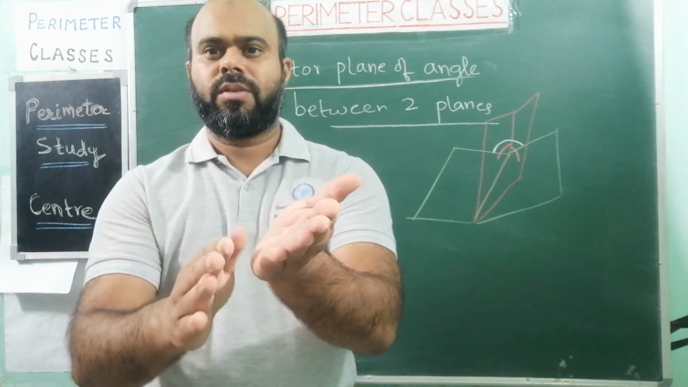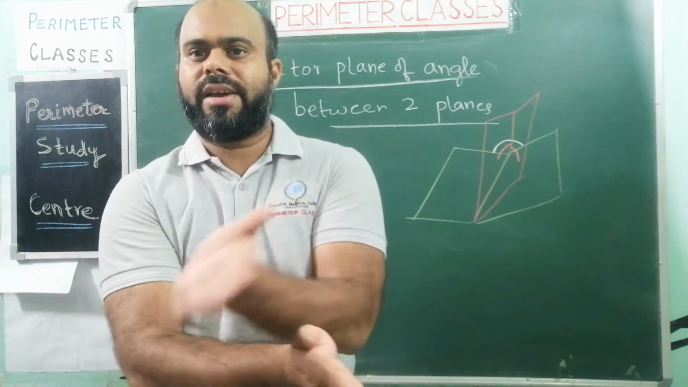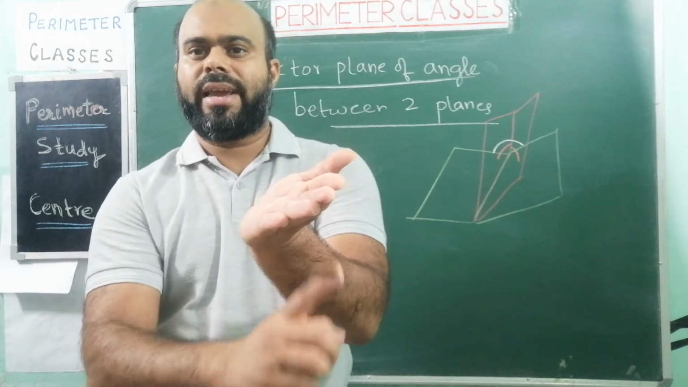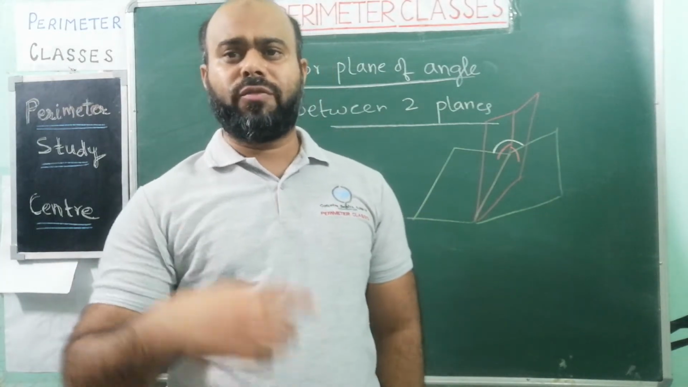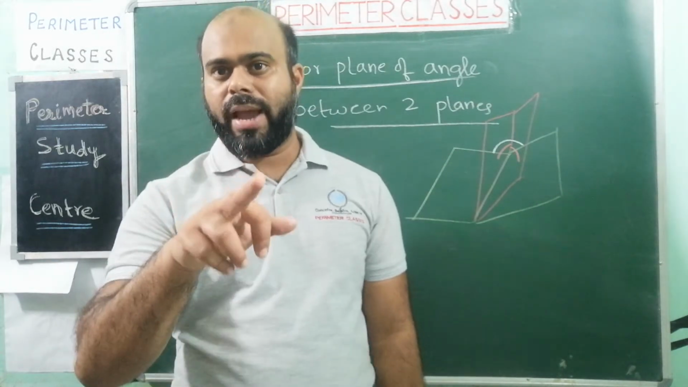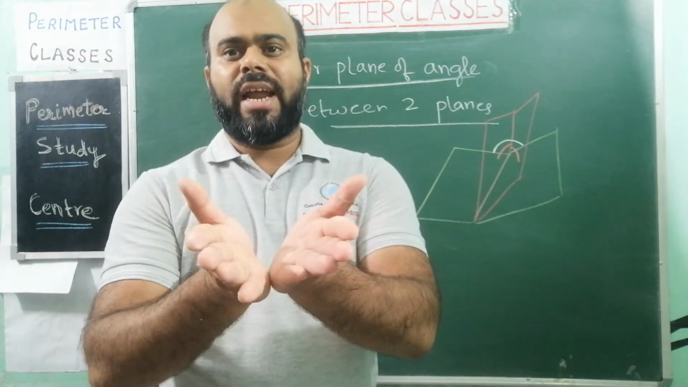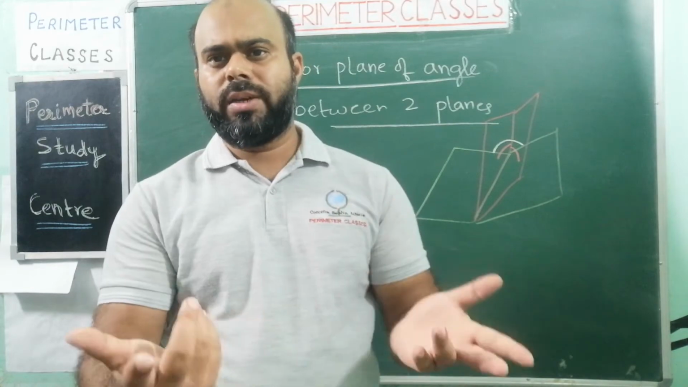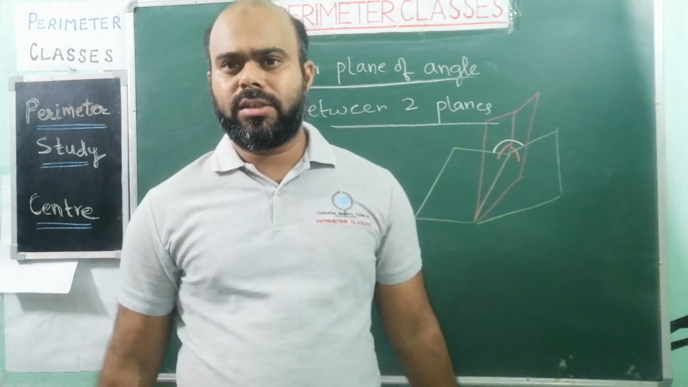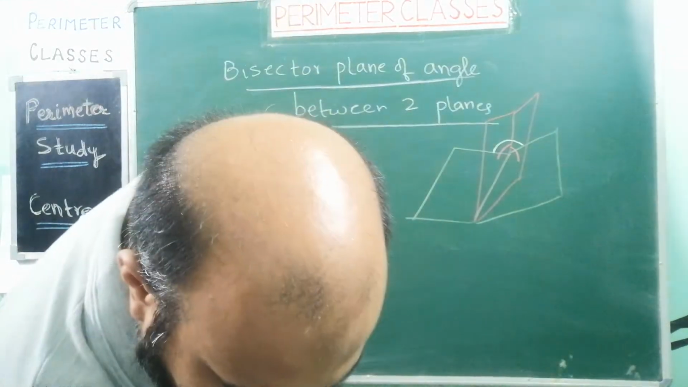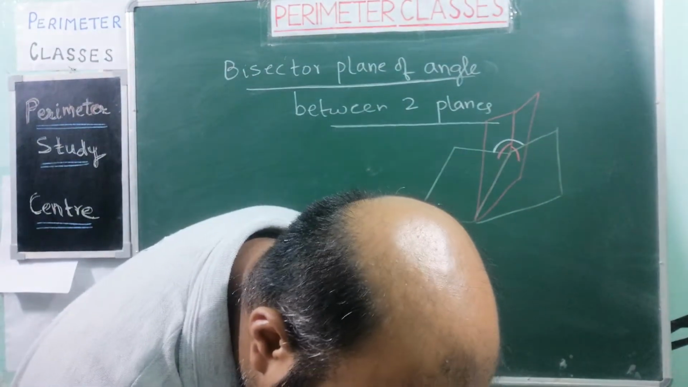One is this, and if you extend it here, you will find there is an angle here also. So there is a bisector here also. So if one angle is acute, another will be obtuse, and if this is 90 degrees, then another will also be 90 degrees. So basically there will be two angle bisectors of the angle between two planes.